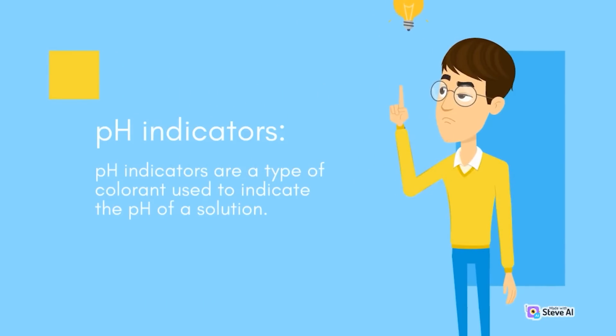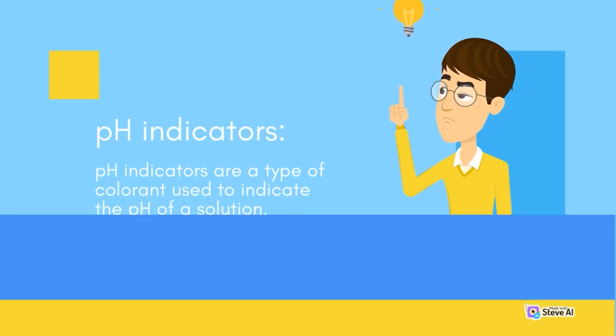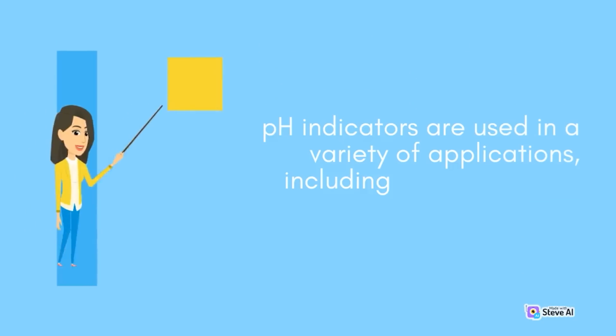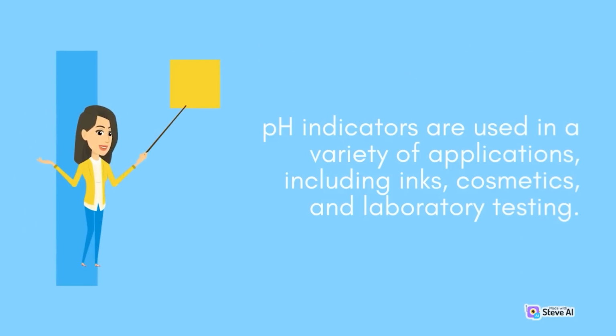pH indicators. pH indicators are a type of colorant used to indicate the pH of a solution. pH indicators change color based on the acidity or alkalinity of the solution. pH indicators are used in a variety of applications, including inks, cosmetics, and laboratory testing.